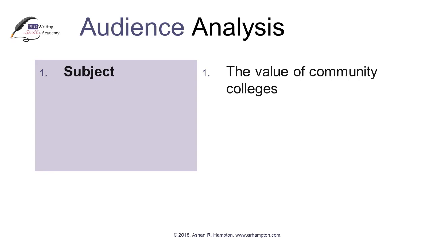Let's say, for example, the subject is the value of community colleges. This is what you want to write about. Your purpose is to inform and persuade. A lot of people are not aware of all of the benefits of community colleges, so you will be informing them of the value and the benefits. And then you might want to persuade some people to take another look or to attend a community college, or at least to consider community colleges when they are graduating high school.